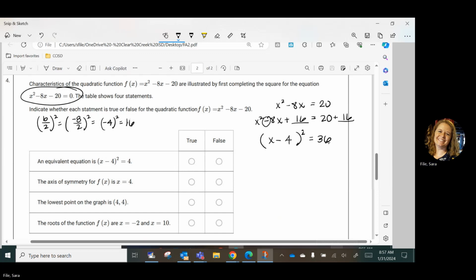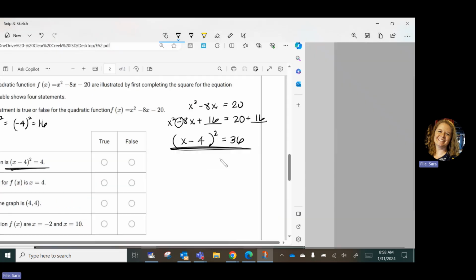Okay, almost vertex form, if you will. I would just need to move the 36 back over to the other side and have it set equal to 0 to be proper vertex form. But that mimics this format over here, doesn't it? That it asks if it's the equivalent of. Are those the same? X minus 4 squared equals 4. Is that what we got when we did completing the square? X minus 4 squared equals, we got 36. So that's false.